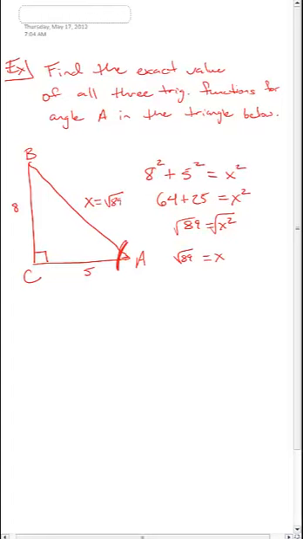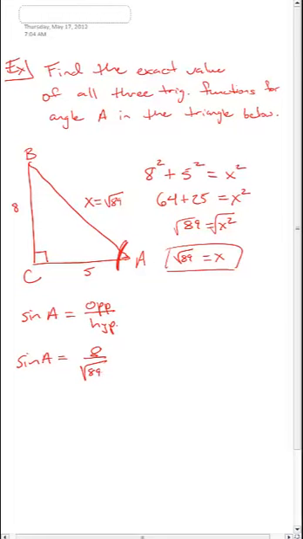Now we want to use this to help us find the trig functions for angle A. If I was looking for the sine of angle A, we know that's supposed to be the opposite side over the hypotenuse. Alright, so we're just going to substitute in. The sine of A should be equal to the side opposite A, which is 8, looking straight across here, over the hypotenuse, which we just found was the square root of 89.